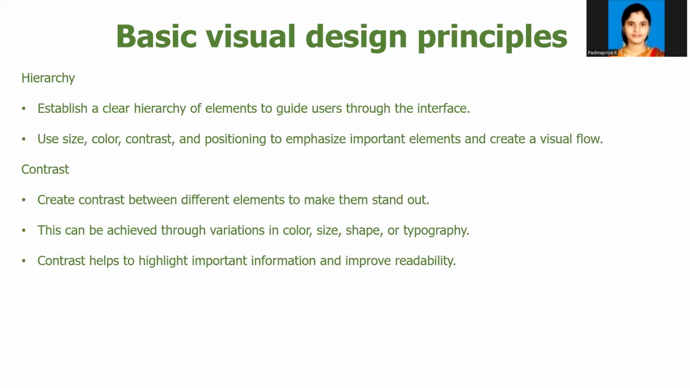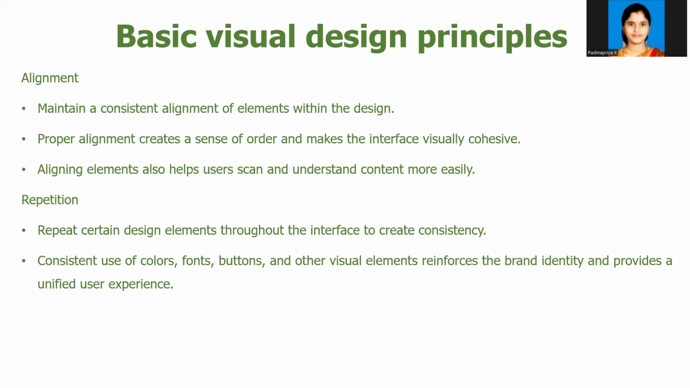First comes the hierarchy. Establish a clear hierarchy of elements to guide users through the interface. Use size, color, contrast, and positioning to emphasize important elements and create a visual flow. Contrast. Create contrast between different elements to make them stand out. This can be achieved through variations in color, size, shape, or typography. Contrast helps to highlight important information and improve readability.